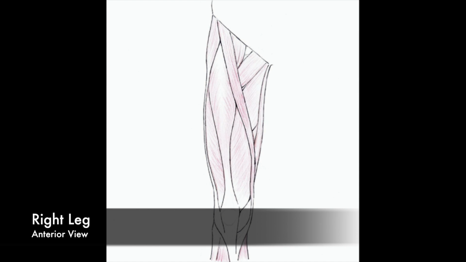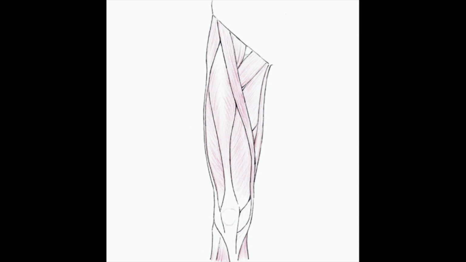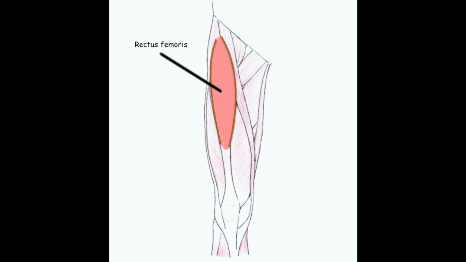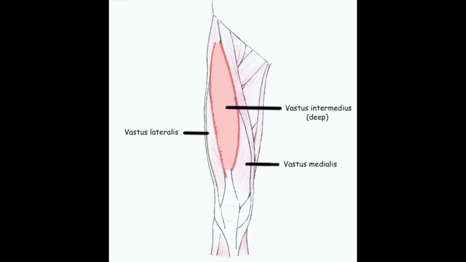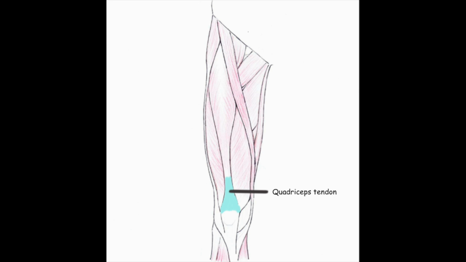Muscles located on the anterior aspect of the thigh contract to produce extension of the knee, whereas muscles located on the posterior aspect contract to produce flexion. The knee extensor muscles located on the anterior aspect of the thigh are rectus femoris, vastus lateralis, vastus medialis, and vastus intermedius, which is located deep to the rectus femoris muscle. These muscles are collectively known as the quadriceps femoris. They have a common tendon called the quadriceps tendon, which connects to the patella and continues as the patellar ligament.